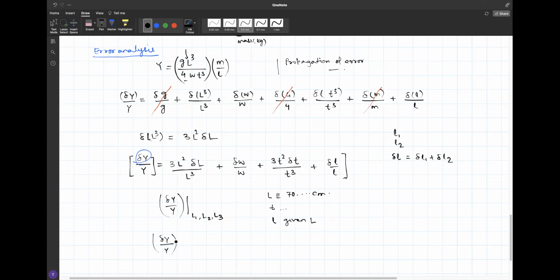So this will give you the error in Y. And let's say you get some value of this. So what will be your delta Y? You can calculate Y times whatever value you get here. And then when you want to write Y, the value that you calculate plus minus delta Y will be your answer in whatever units you are taking. Is this clear?